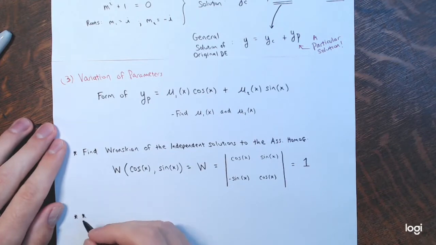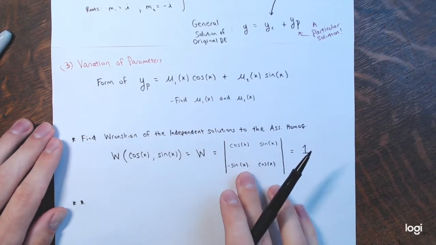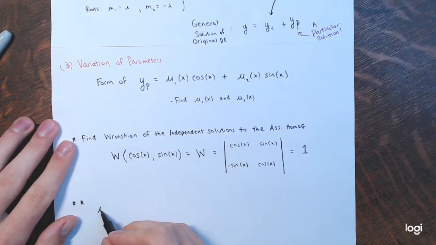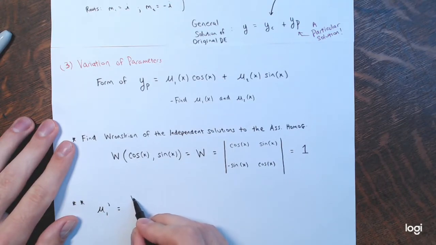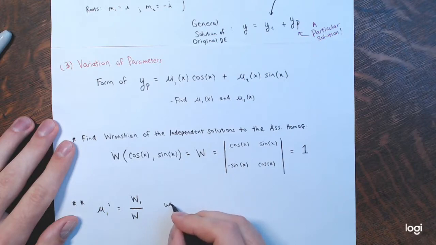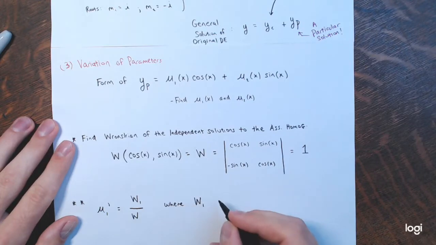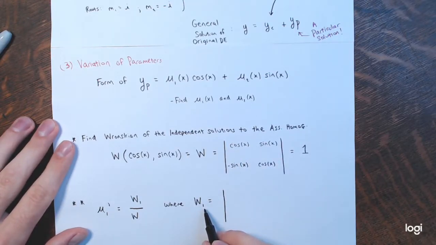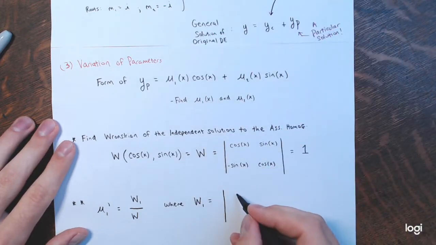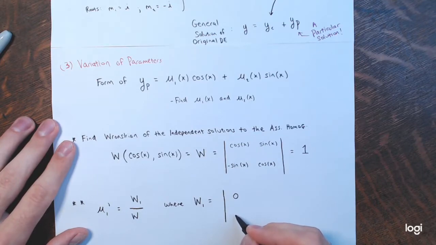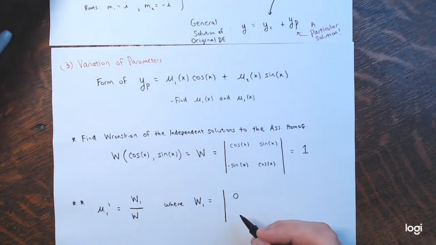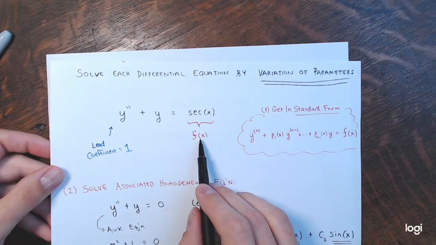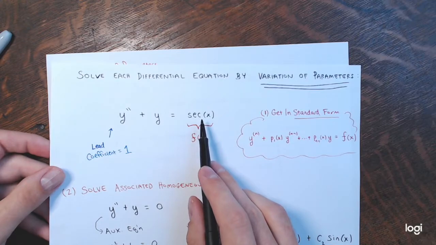Alright, so the Wronskian is 1 for any x. Then, to find this u1 and u2, again, I'm not going into the development. u1 and u2 are going to be functions such that u1 prime is equal to w1 divided by w, where w1 is the same as the Wronskian, but you replace the first column with 0 going all the way down until the last row, and the very last row you have f of x, which way back in the beginning here, f of x was the secant of x.